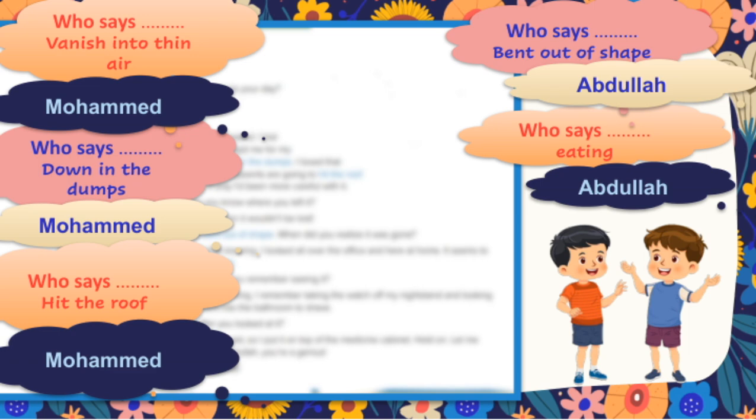Then Mohammed asks again, "Who says, 'hit the roof'?" This phrase describes when someone becomes very angry or agitated. Think of it as their anger reaching a boiling point. It emphasizes intense emotional reactions. Following that, Mohammed asks, "Who says, 'down in the dumps'?" This is a common way to describe feeling sad, gloomy, or depressed. It paints a picture of someone feeling low or unmotivated. Finally, Abdullah asks, "Who says, 'eating'?" This seems straightforward but can also be part of expressions like eating up time, meaning spending or consuming time eagerly.